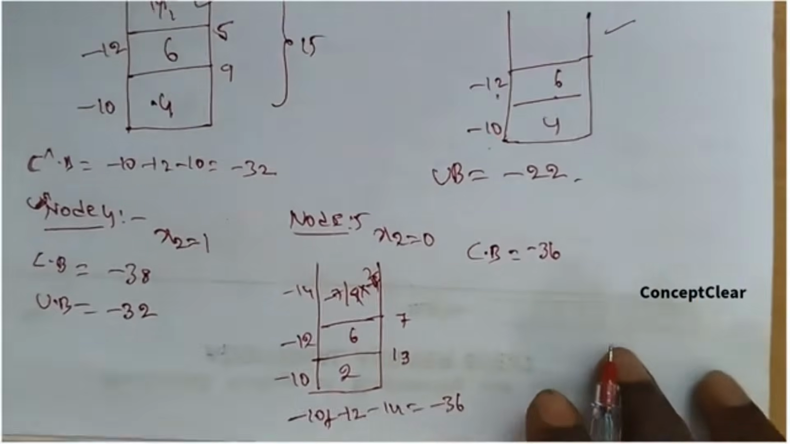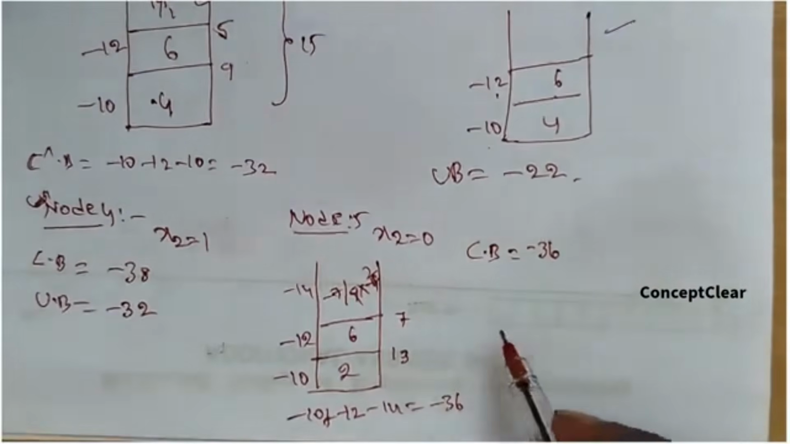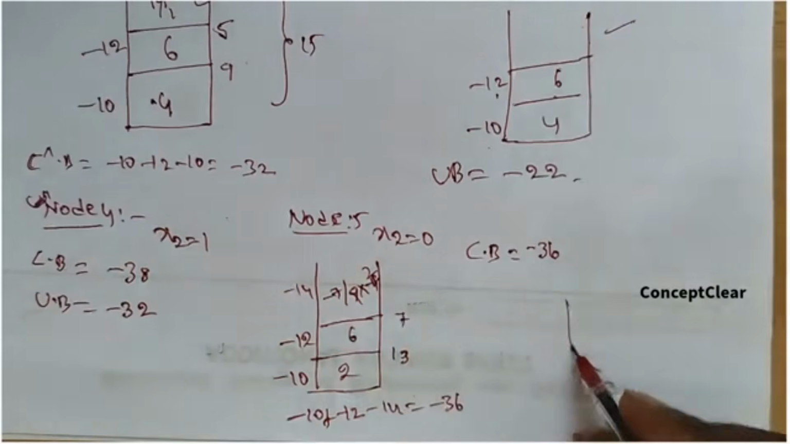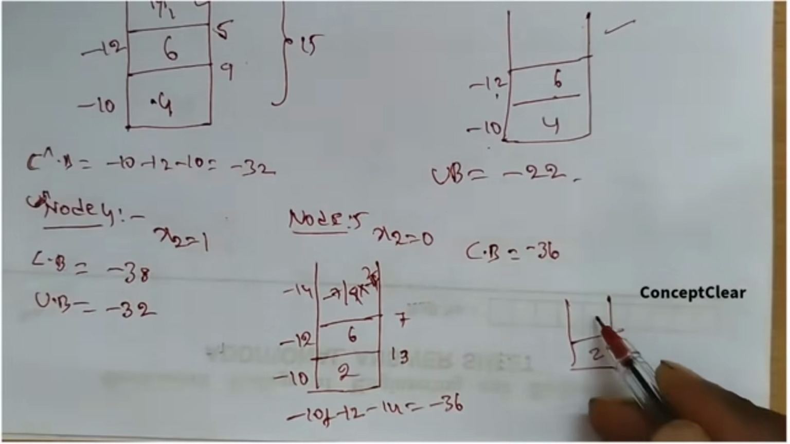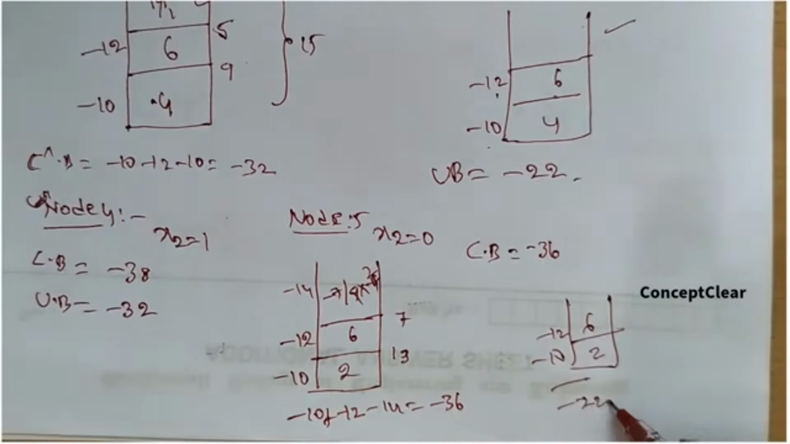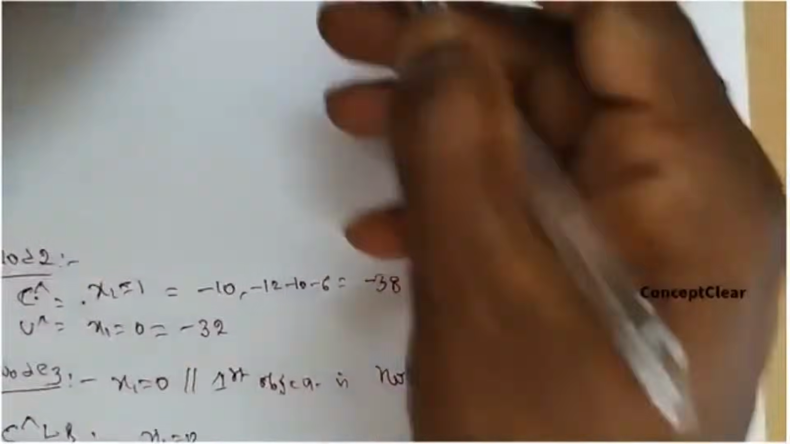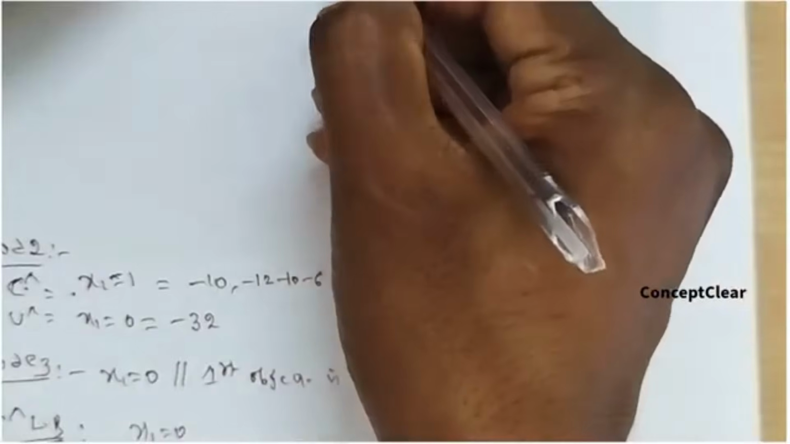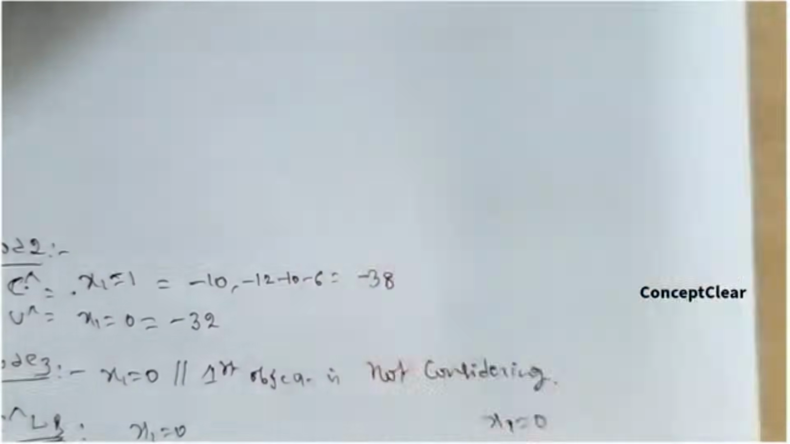And what about the upper bound value for node 5? Here it is the same diagram, but we are not considering the fraction value. So the diagram contains 2, 6, so 10 minus 12. So what is the total? Minus 22. So the upper bound value here equals minus 22.